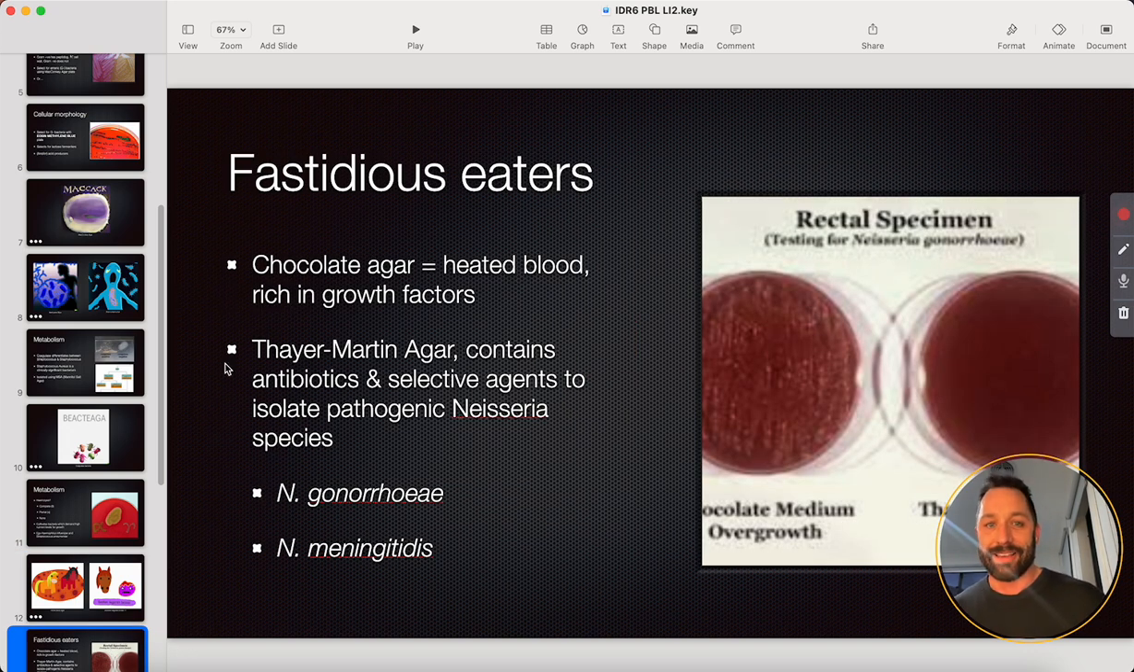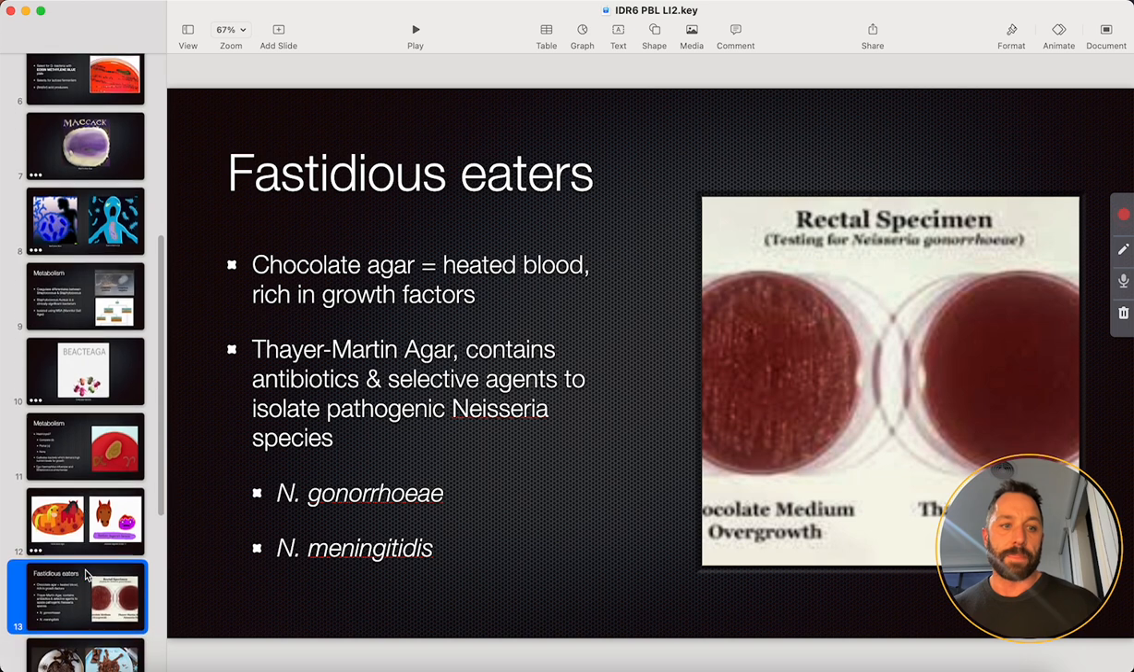Fastidious eaters. We use chocolate agar for that, which is heated blood. It's rich in growth factors. And then there's a subvariant of that, which is the Thayer-Martin agar, which contains antibiotics and a bunch of other stuff, which basically allows us to select for this specific fastidious eater in terms of the Neisseria species, so gonorrhea, or more rarely the meningitis ones.